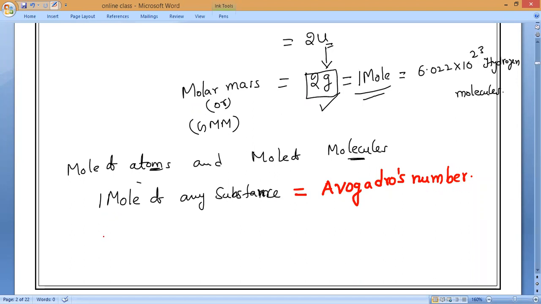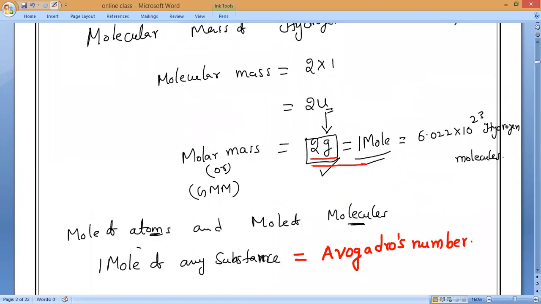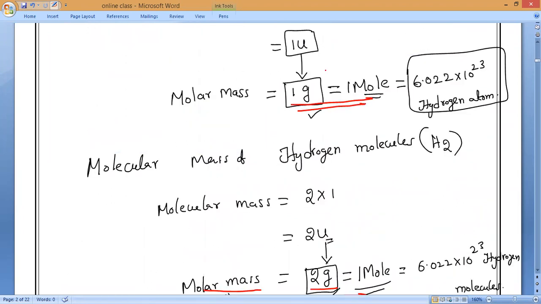Just now we studied that 1 mole of any substance is equal to something. Anybody can tell what that is? Equal to molar mass. Is it right or wrong? Yes. So it is equal to molar mass.